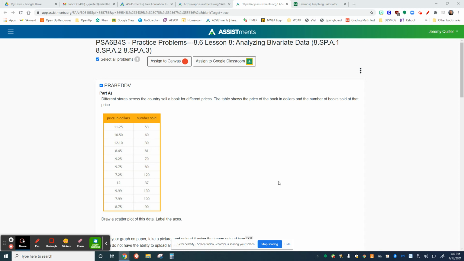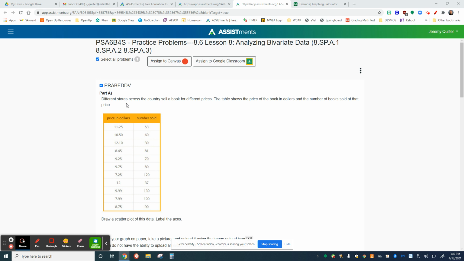We are with Unit 6, Lesson 8, Analyzing Bivariate Data. Today we've talked about how to graph scatter plots and how to analyze a little bit more. As we look at this assignment today, please remember that graphing scatter plots does not yield linear results, but we can use linear interpretation to understand more of the data that we're given.